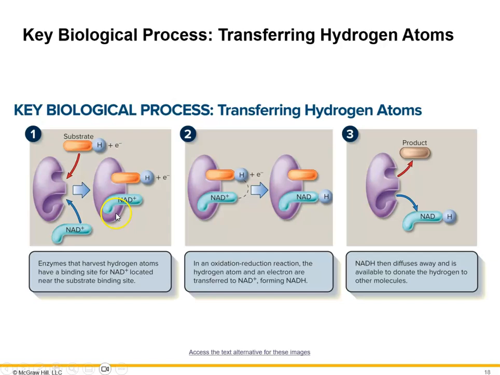So once they're cozied up next to each other, we've got our substrate and our NAD+, which will be an electron acceptor. It's ready to accept an electron. It has a positive charge. The hydrogen is going to jump over to NAD+, so we will have a product of NADH and whatever the substrate has become since it just lost that hydrogen atom. So that's what's happening with our electron transfer.